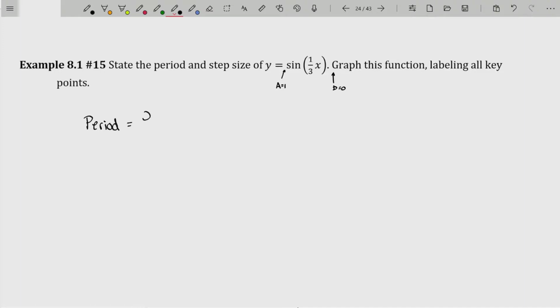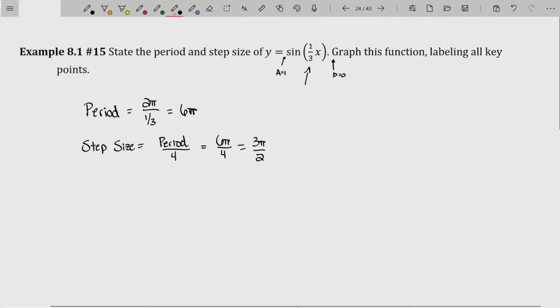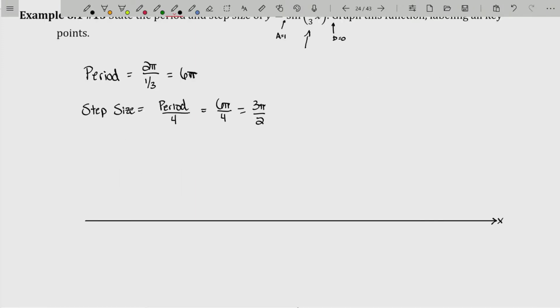So the period of this function is going to be 2 pi over the coefficient of x, which is 1/3. That is going to be a 6 pi. And the step size is equal to the period divided by 4. And that's going to be 6 pi over 4. The step size here is 3 pi over 2. It reduces down. All right. Well, there's no horizontal shift or vertical shift, actually, either. So let's go ahead and graph this function.